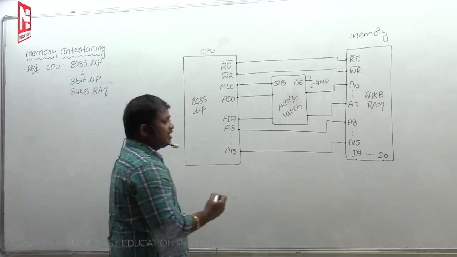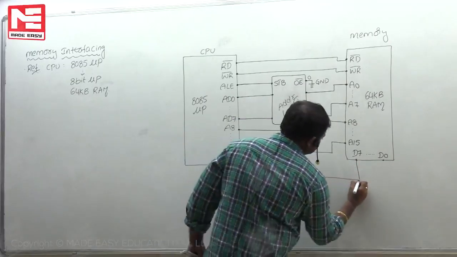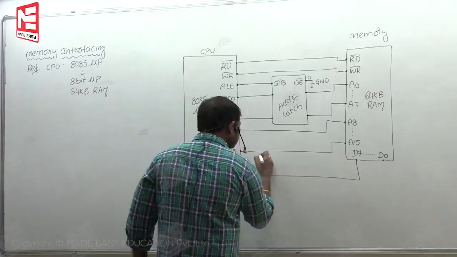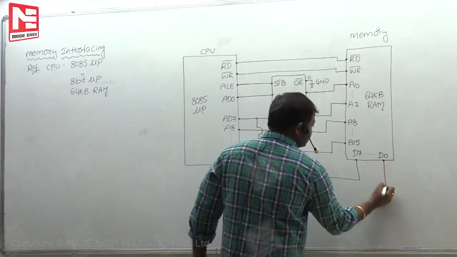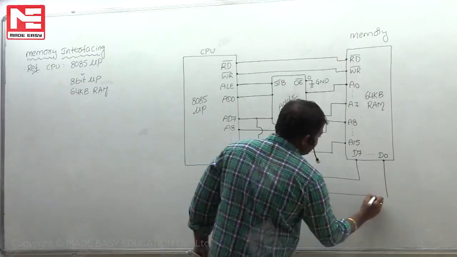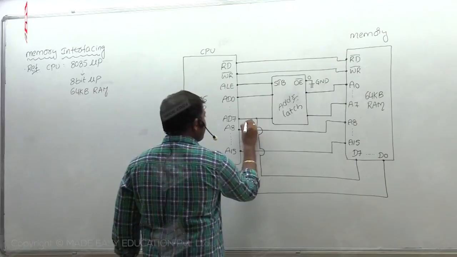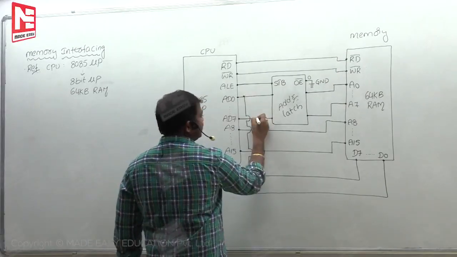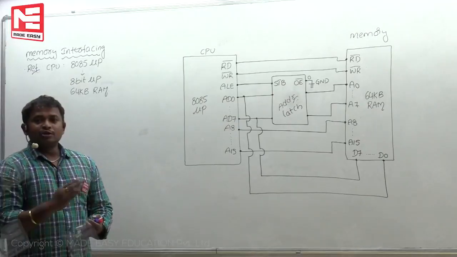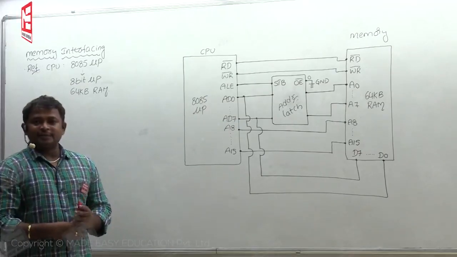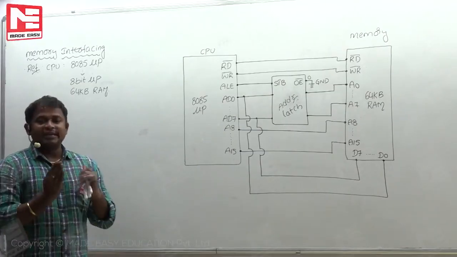Data. Now here D0 to D7 are connected to the AD0 to AD7 pins of the CPU, like this. Okay. So in this body skeleton, the control pin is connected, the address pin is connected, and the data pin is connected. Connections completed. So the skeleton is ready.